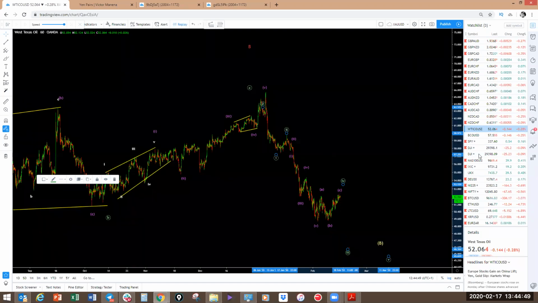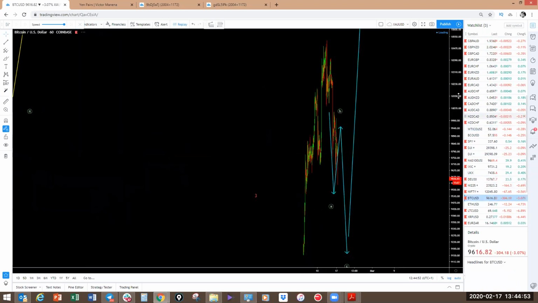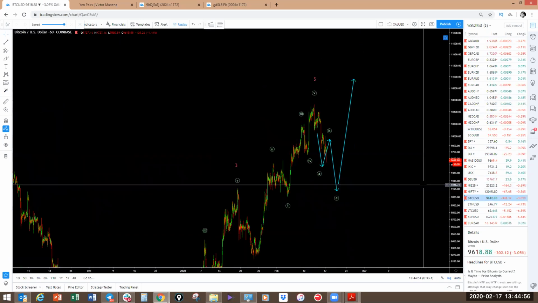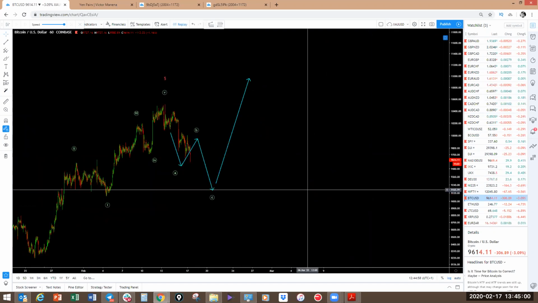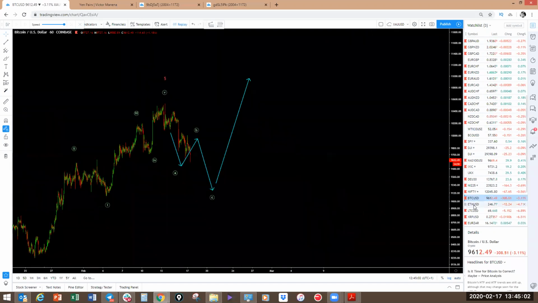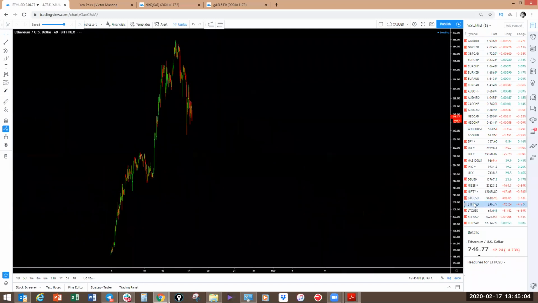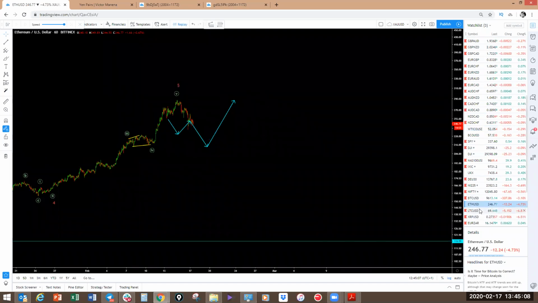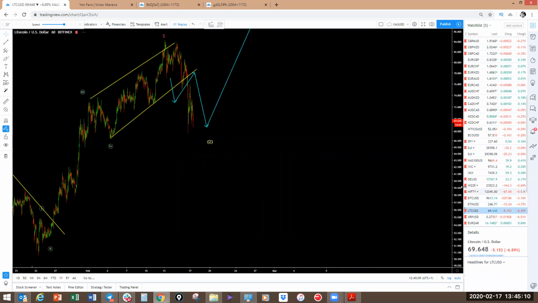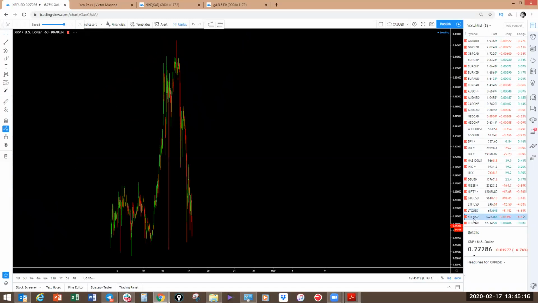And Bitcoin and the rest of the cryptos, it's nothing but pullbacks. Now again, we are not going to update this as long as nothing has changed. As you can see, Bitcoin, nothing has changed. Ethereum, nothing has changed. Litecoin, nothing has changed. Those blue lines were there before the structure played out, and Ripple as well.